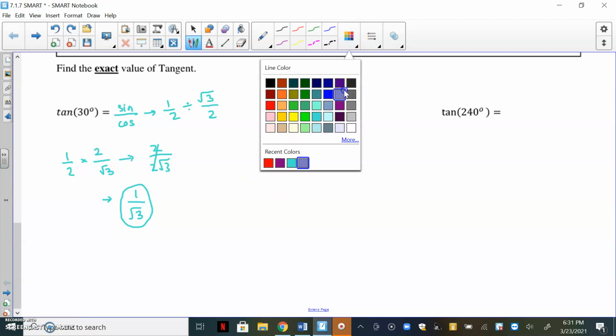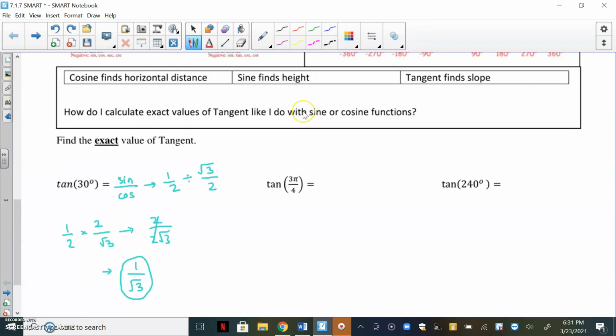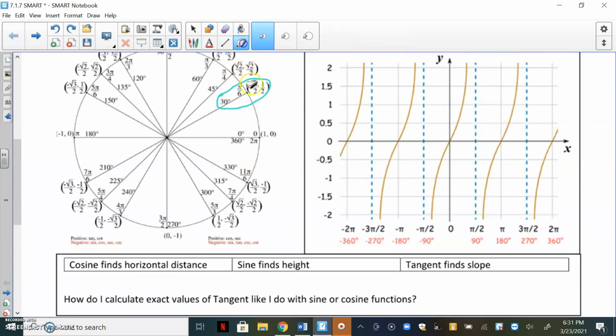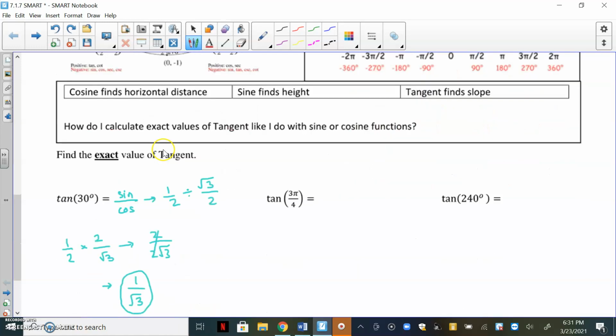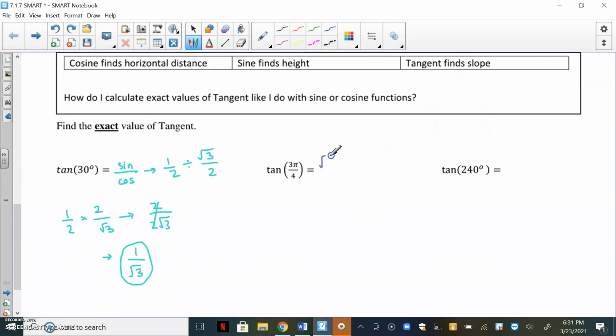Now the next one, tangent of 3 pi over 4. So you find 3 pi over 4 on your unit circle. It's not here, not here, not here. Oh, here it is. So let's circle it to bring attention to it. All right, so here's my sine and cosine. So it's going to be root 2 over 2 divided by negative root 2 over 2.